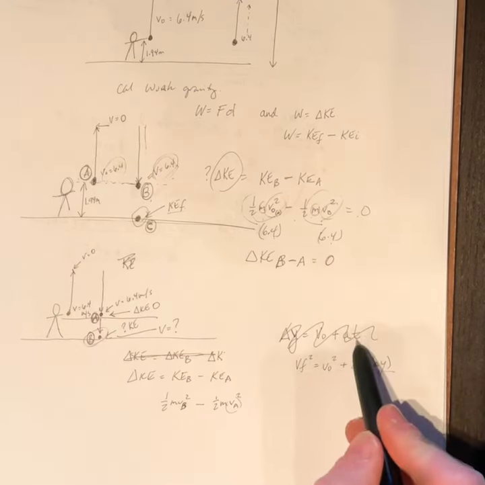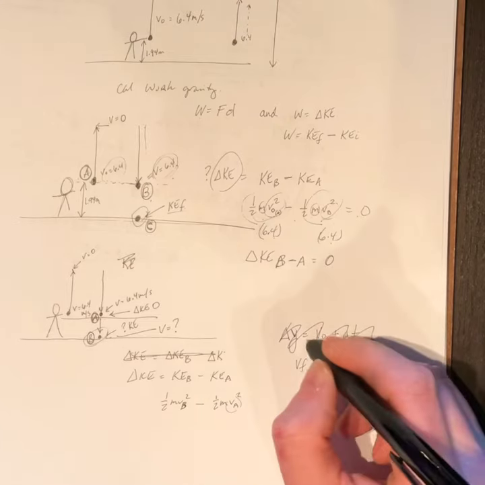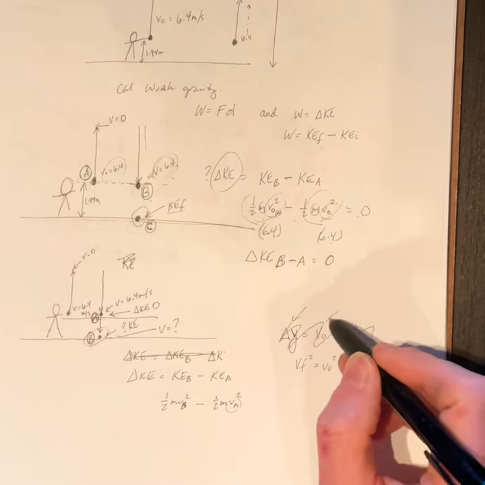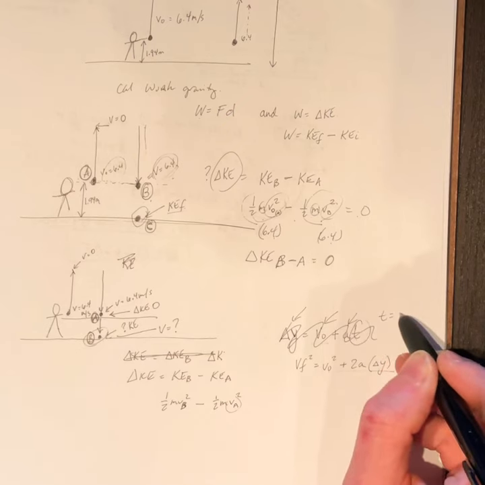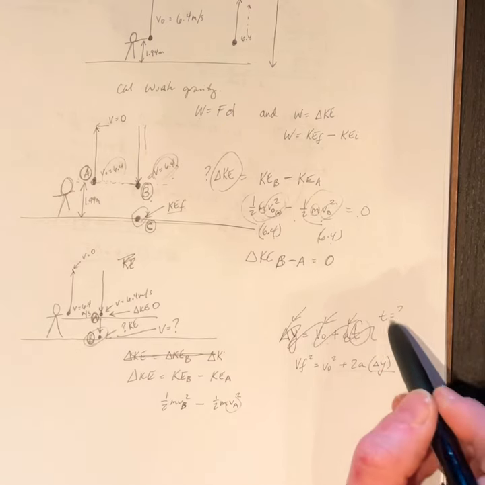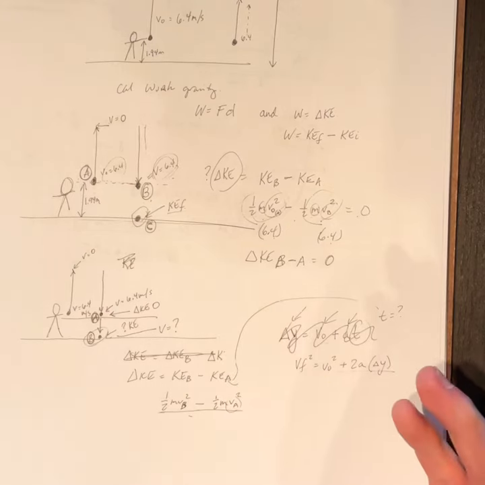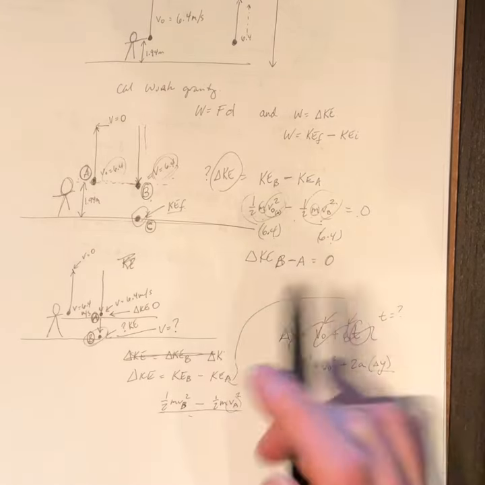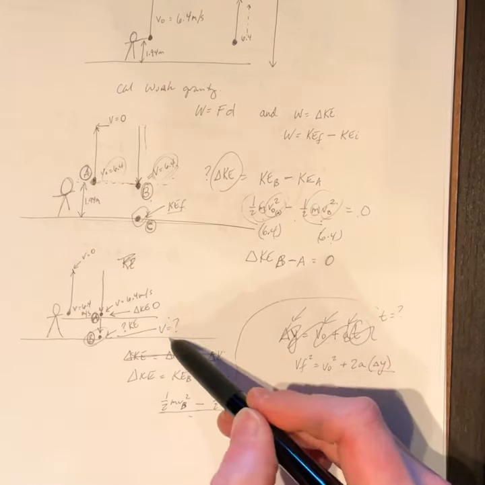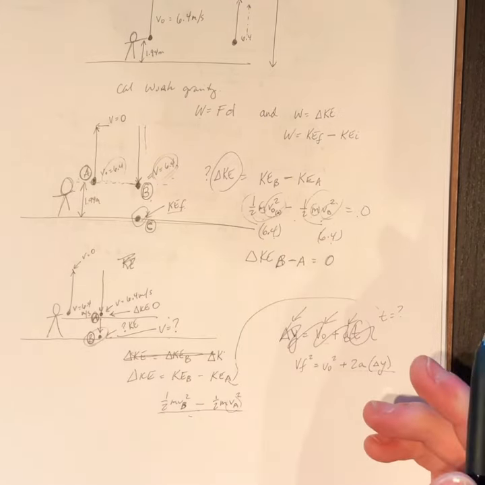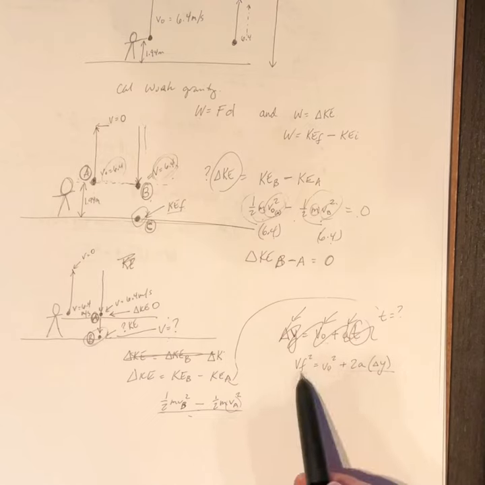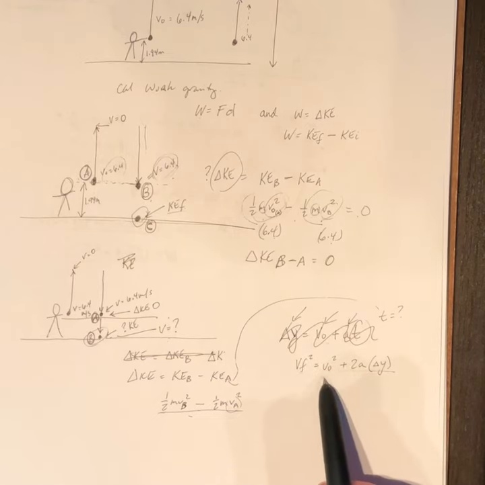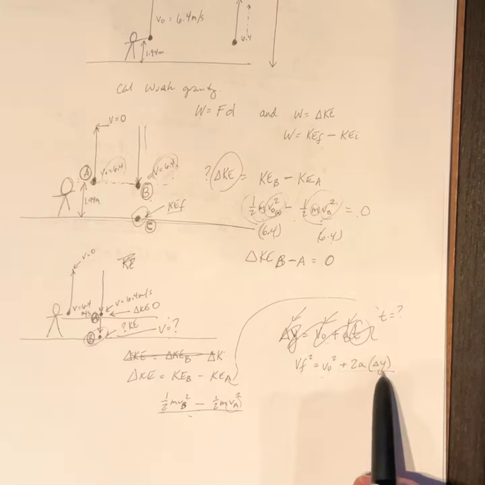The reason I didn't use the other one is because we know this, and we know the acceleration, and we'd end up with time. But time doesn't really fit into this equation. We don't really need to know how long it took to go from here to here. We really need to know what the velocity was when it reached here. So a better equation is final velocity squared equals initial velocity squared plus 2 times the acceleration and the change in y.